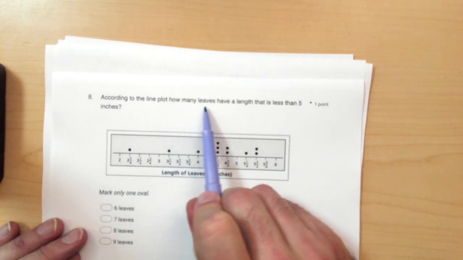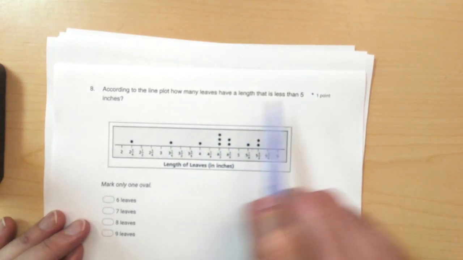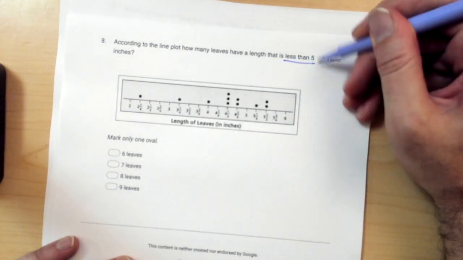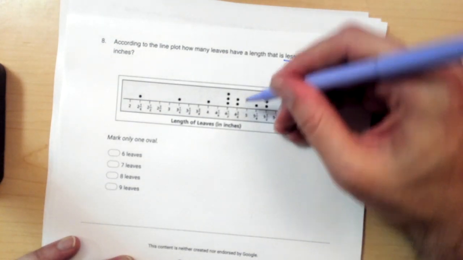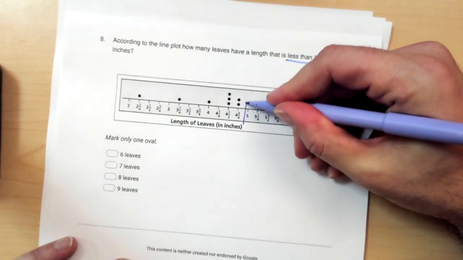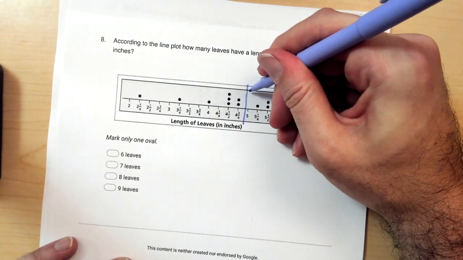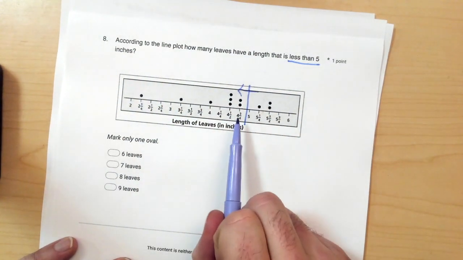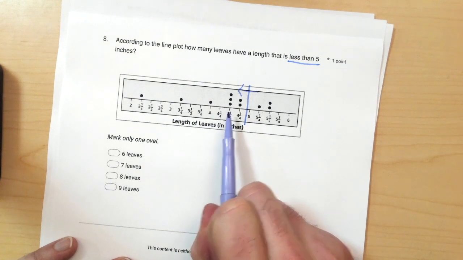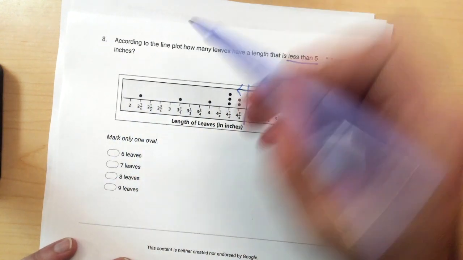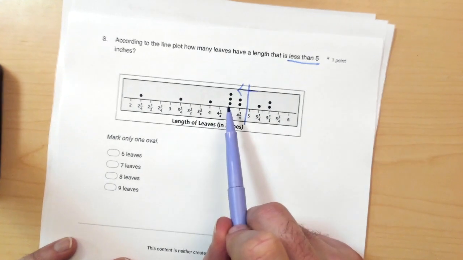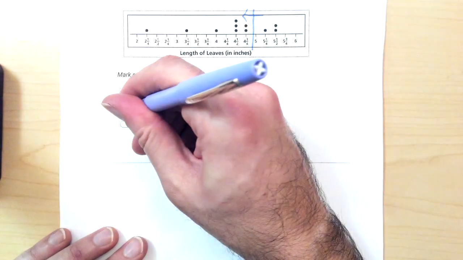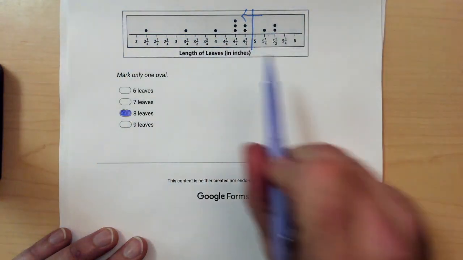According to the line plot, how many leaves have a length that is less than 5 inches? So less, I want to point out, less than 5 means we can't include 5. So I'm going to look for 5. I'm just going to draw a line right here and just remind myself I'm looking at everything that's like this way, right? So everything less than 5. I know 4 3/4 is less than 5, so is this one, this one, this one, and this one. So I can add them all up. 1, 2, 3, 4, 5, 6, 7, 8. So we'd say 8. 8 leaves are shorter than 5 inches.